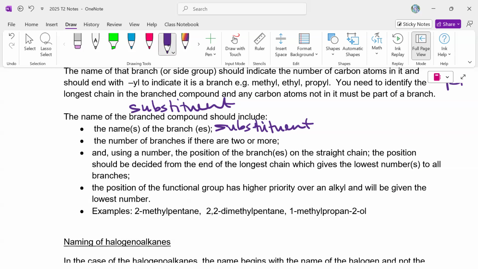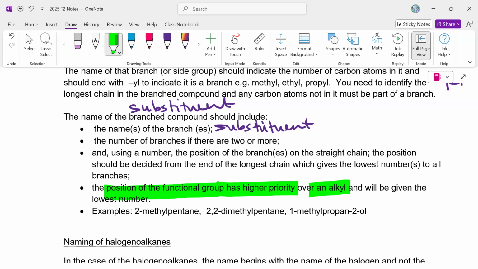Number of branches. If the same substituent appears more than once, then you will have to include it in the name, telling people that it appeared twice or thrice. And then there should be a number, and the number should be whatever number it ended up with after you gave the smallest number to the highest priority functional group. So the position of the functional group always has a higher priority over anything else, like an alkyl group, like a chloro, like a hydroxyl, etc.